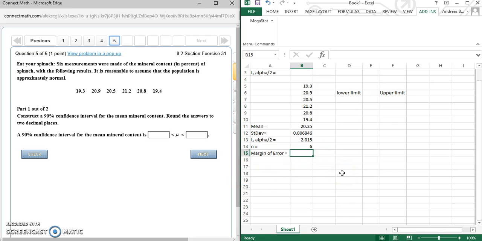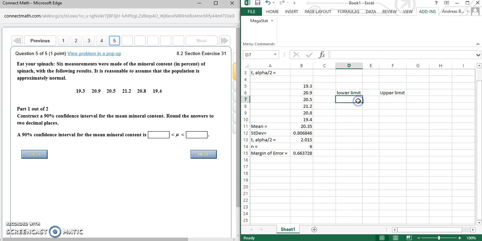So setting up this, I can use my margin of error. I'm going to use Excel since it's a calculator too. So I'm going to hit equals, and I want to take my critical value, multiply it by my standard deviation, and then divide by the square root of my sample size. And this is the formula we went over in class. So hit enter. And here's my margin of error.